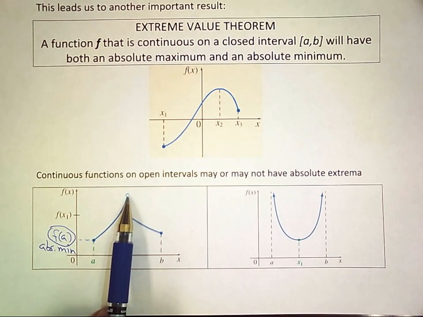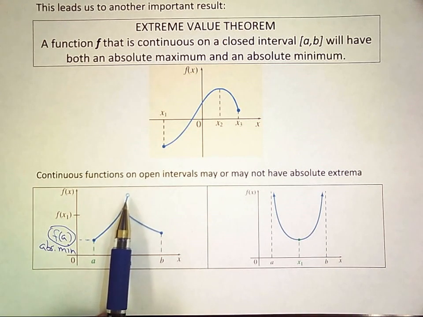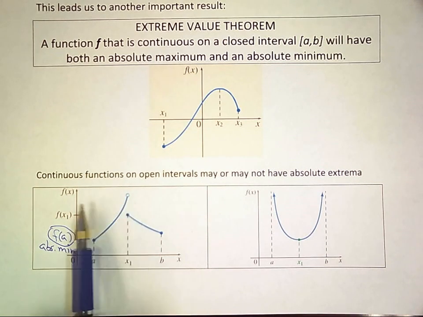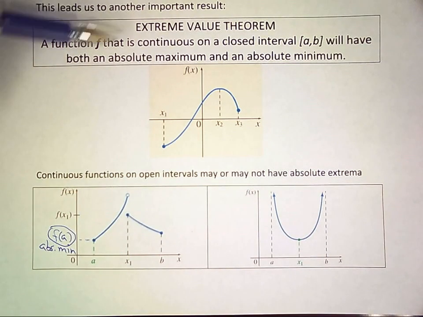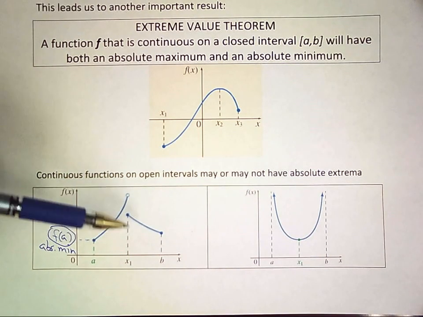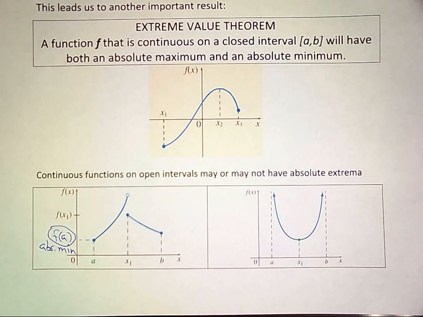The fact of the matter, with an open interval, you can keep getting closer and closer just by adding another decimal place. So there is no absolute maximum, because there is no point whose y value is higher than every other point on the curve. It's not a violation of the extreme value theorem because you have a discontinuous function on that interval.